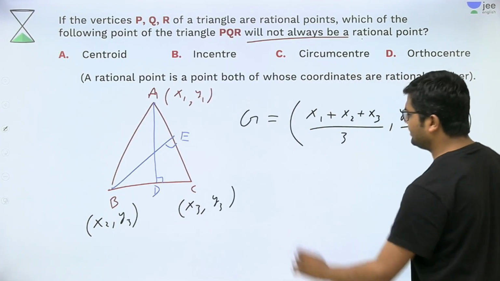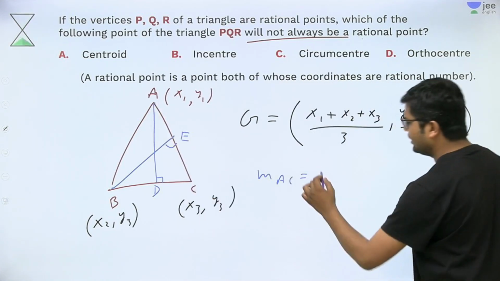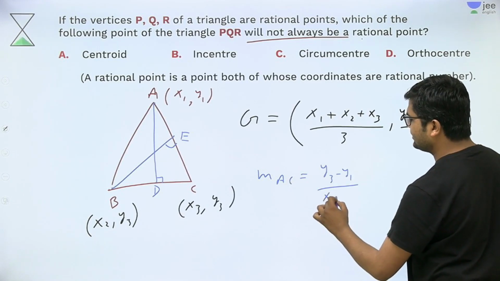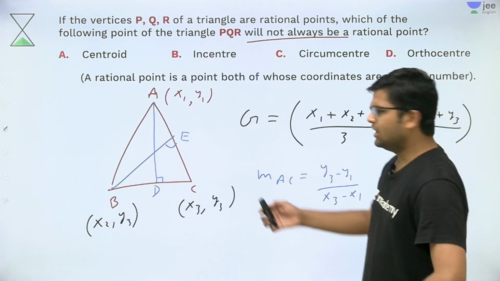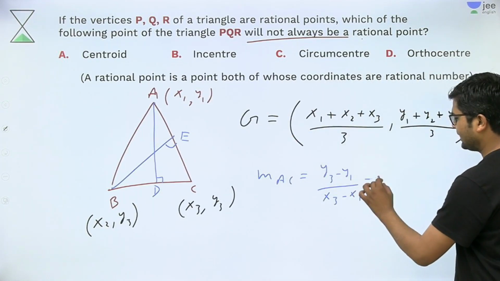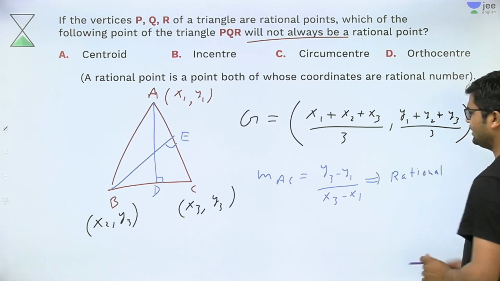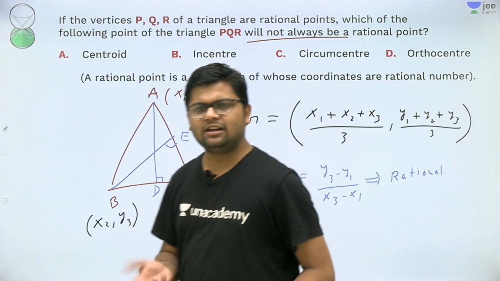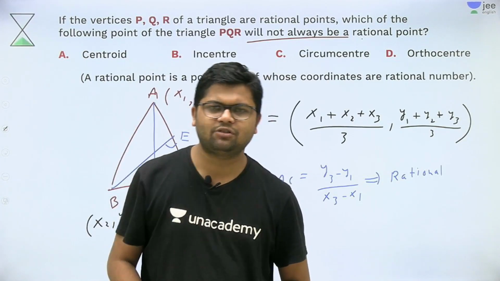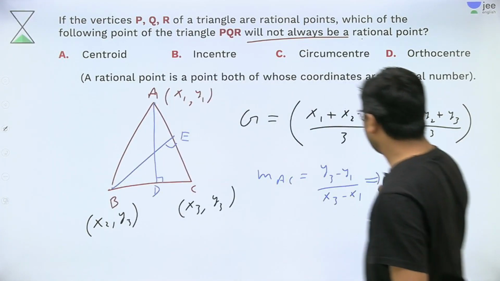Can someone tell me the slope of AC? By the slope formula, the slope of AC will be (y3 minus y1) divided by (x3 minus x1). This will be a rational number, because y3, y1, x3, x1, all of them are rational. Therefore, their difference will be rational and their division will be a rational number.